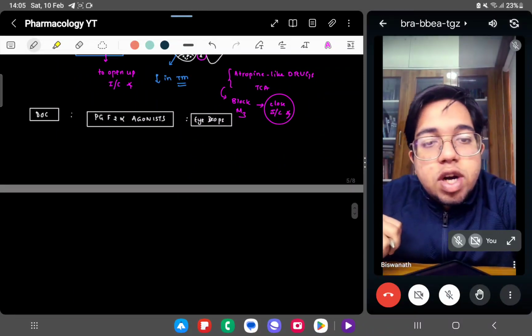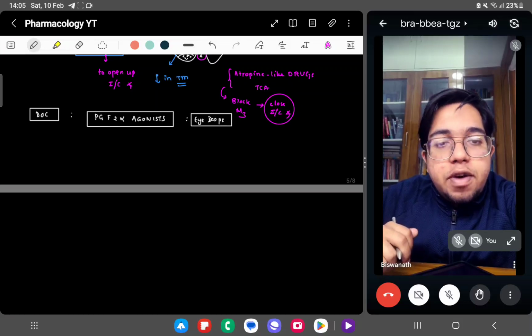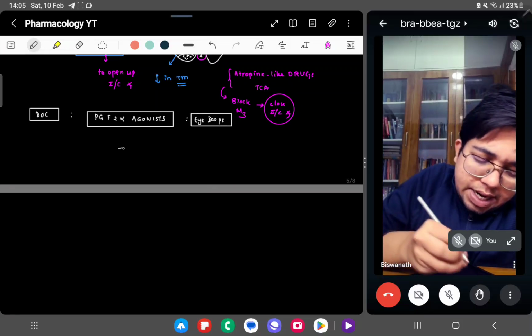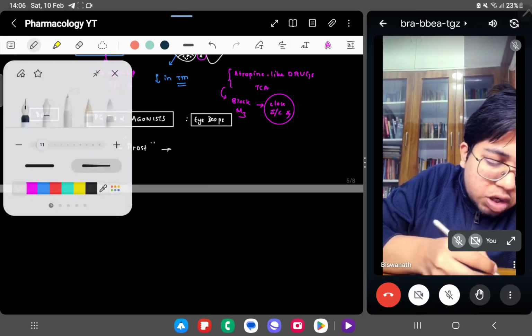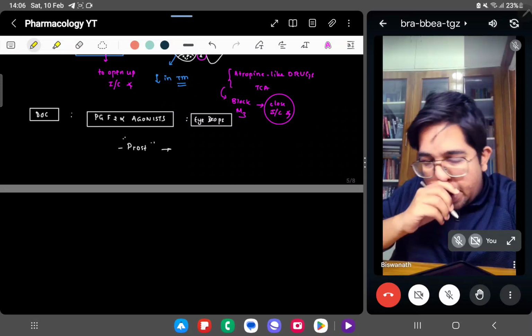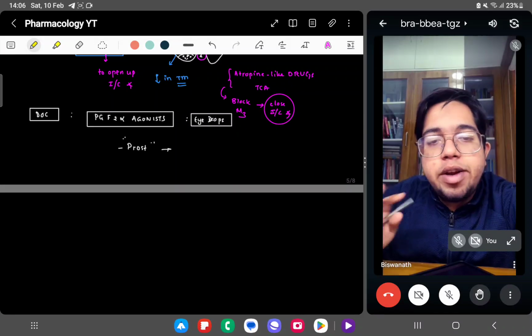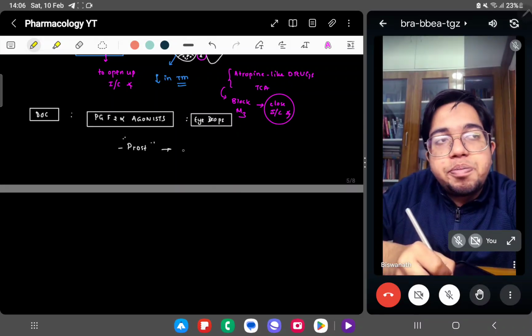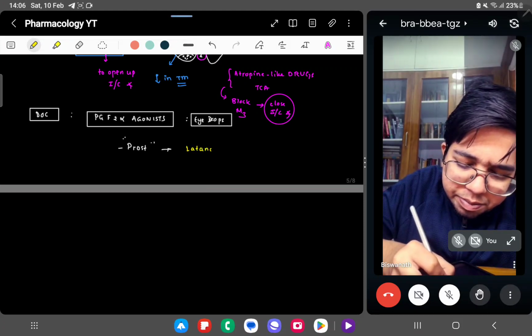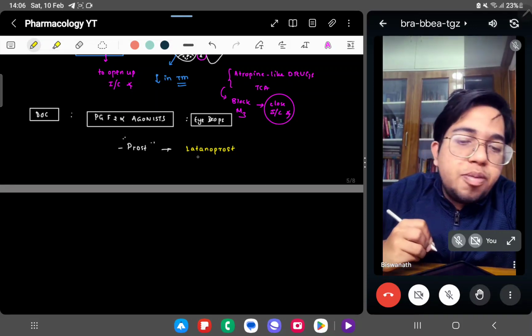So what are the drugs which are there? In F2 alpha agonists, just remember the drugs end with prost. The drugs end with prost. I'm writing two drugs, just remember these two. We have many, like 4 or 5 drugs. The important ones are latanoprost, or bimatoprost.